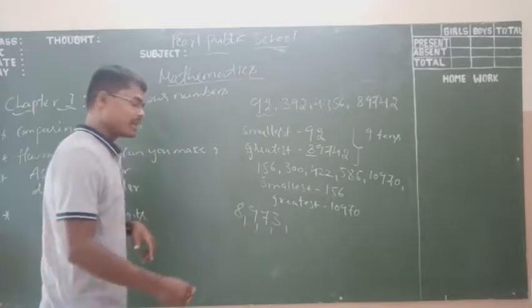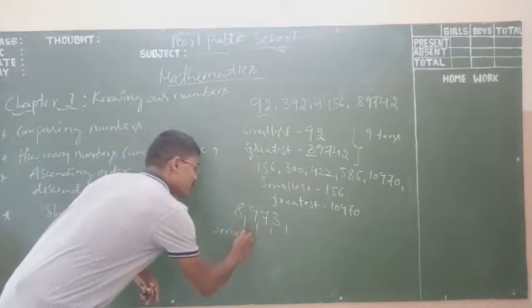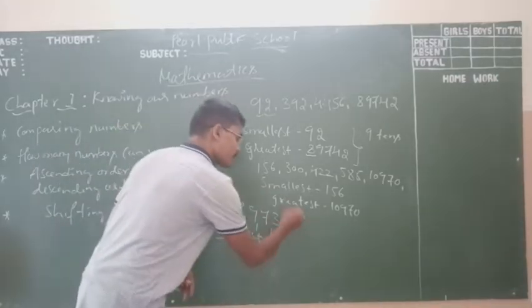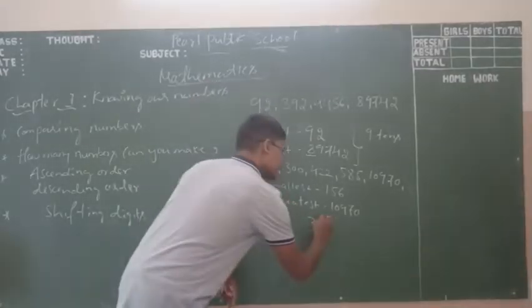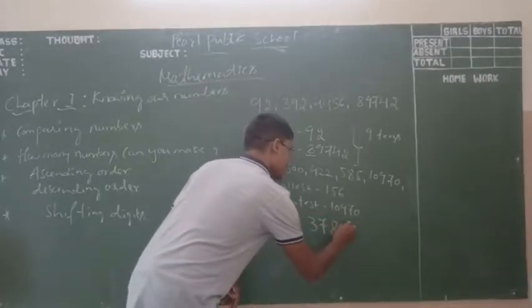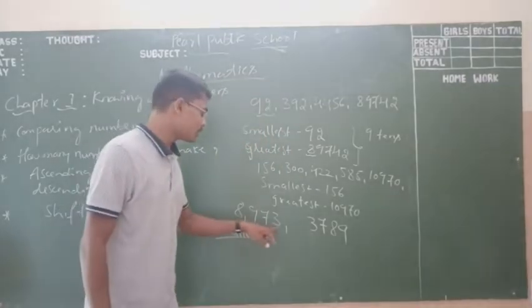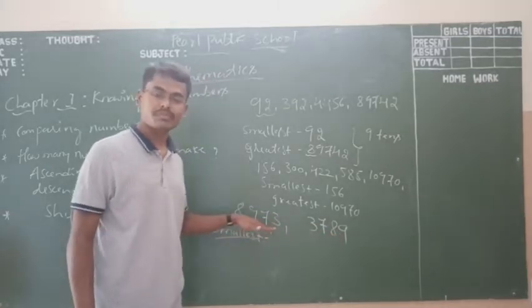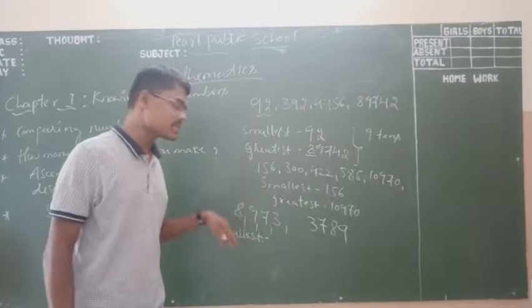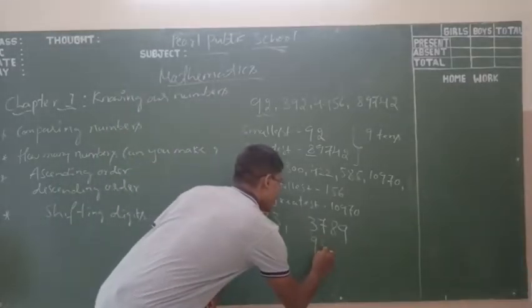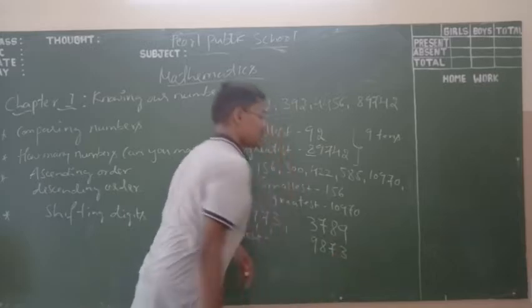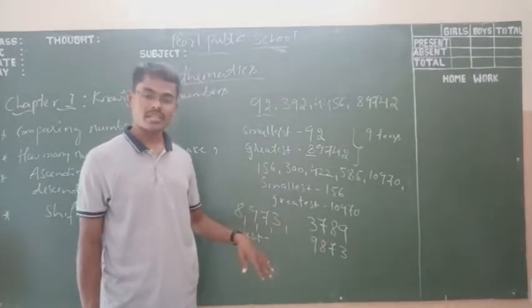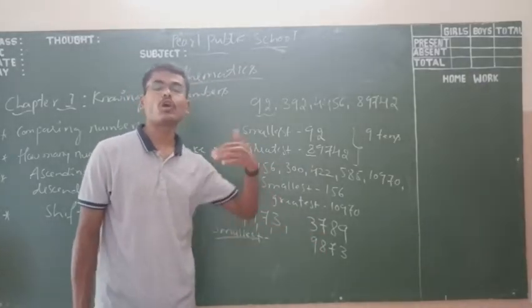Now I am going to write the smallest one without repetition. The smallest becomes 3, 7, 8 and 9. Now look at this one. 3789 becomes the smallest number from these numbers. Then when we come to the greatest number, I am going to write 9, 8, 7, 3. I have written the smallest number as well as the greatest number by rearranging, writing in other ways without any repetition.